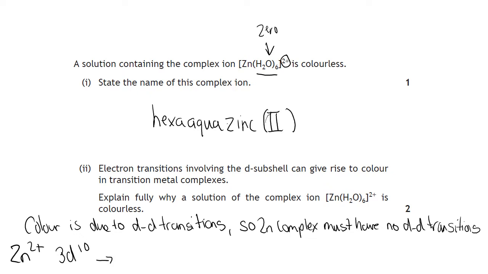3d10, which means all d orbitals are full. And if all the orbitals are full, you cannot get a transition. So colour is due to d to d transitions, that's showing you understand that. So if something has no colour, it must not have d to d transitions. Why does it not have d to d transitions? Well, zinc 2+ is 3d10. All of the d orbitals are full, so you cannot get a transition.